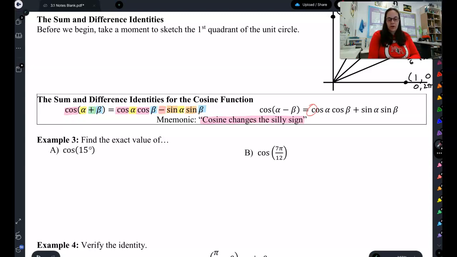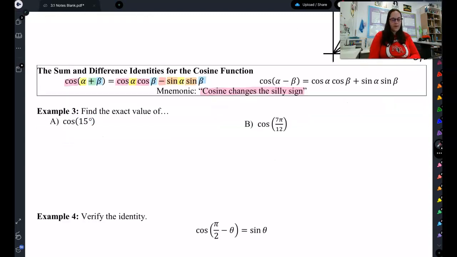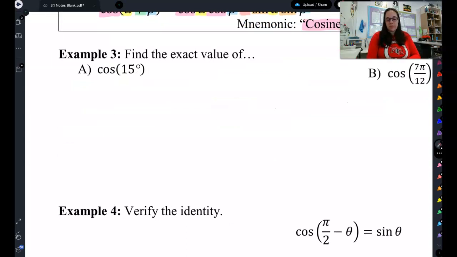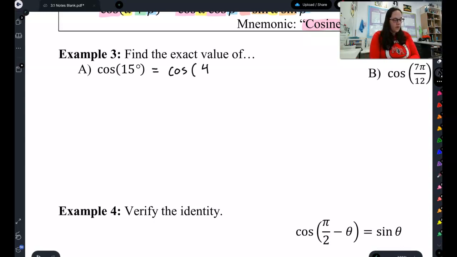So same thing over here. Cosine changes the silly sign, and we change from minus to plus. And it's always the first angle, then the second angle for each of these patterns. So let's show you how we would use this. Let's say I want to find cosine of 15 degrees. However, 15 degrees is not on the unit circle, so I wouldn't be able to do this without a calculator, unless I change cosine of 15 degrees to be cosine of 45 degrees minus 30 degrees.